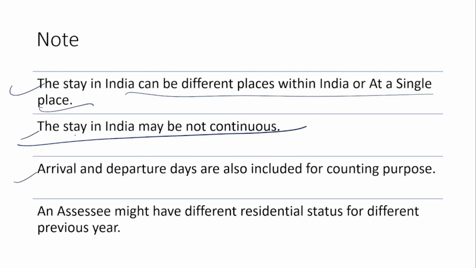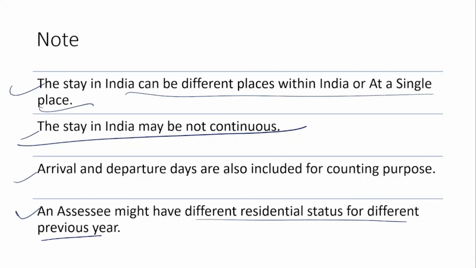Arrival and departure days are also included. For example, if the person has come on 1st April, then we will even consider that 1st April also. Next, an assessee might have different residential status for different previous years. As I told you earlier, for different previous years, he will have different residential status. Clear? So this was all about the introduction part.